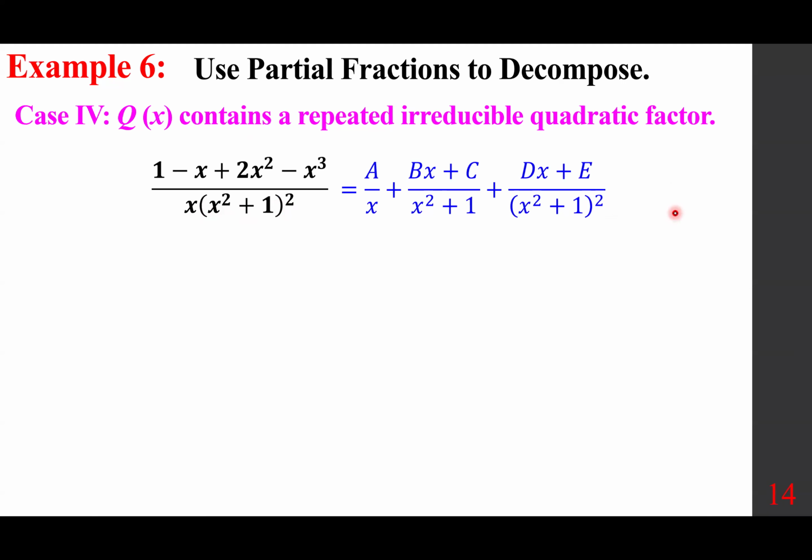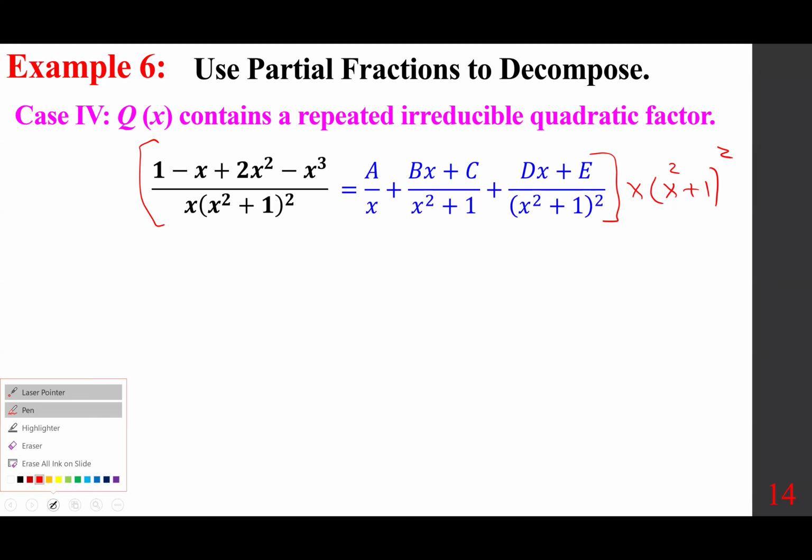Okay. Now multiply both sides by this. Let's multiply both sides by x times x squared plus 1 squared. And when we do that, this one goes away. The left side is just this, the numerator. And the numerator, I like to write it in descending order. Minus x cubed plus 2x squared minus x plus 1. So we just get the numerator, but in descending order.